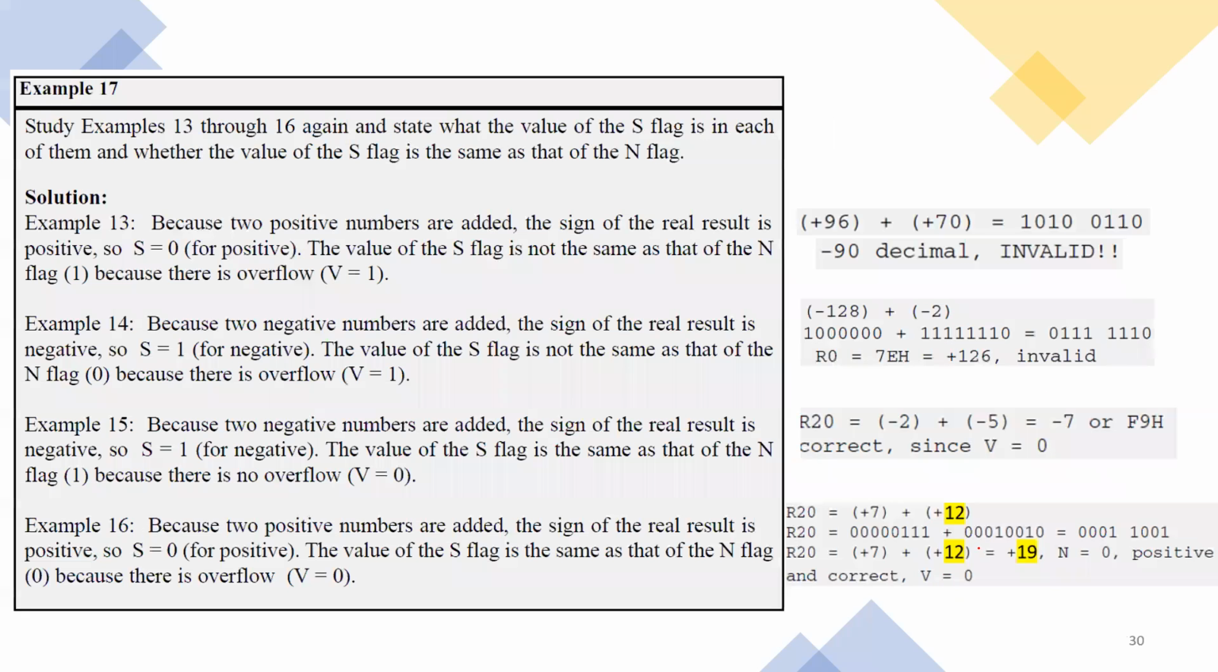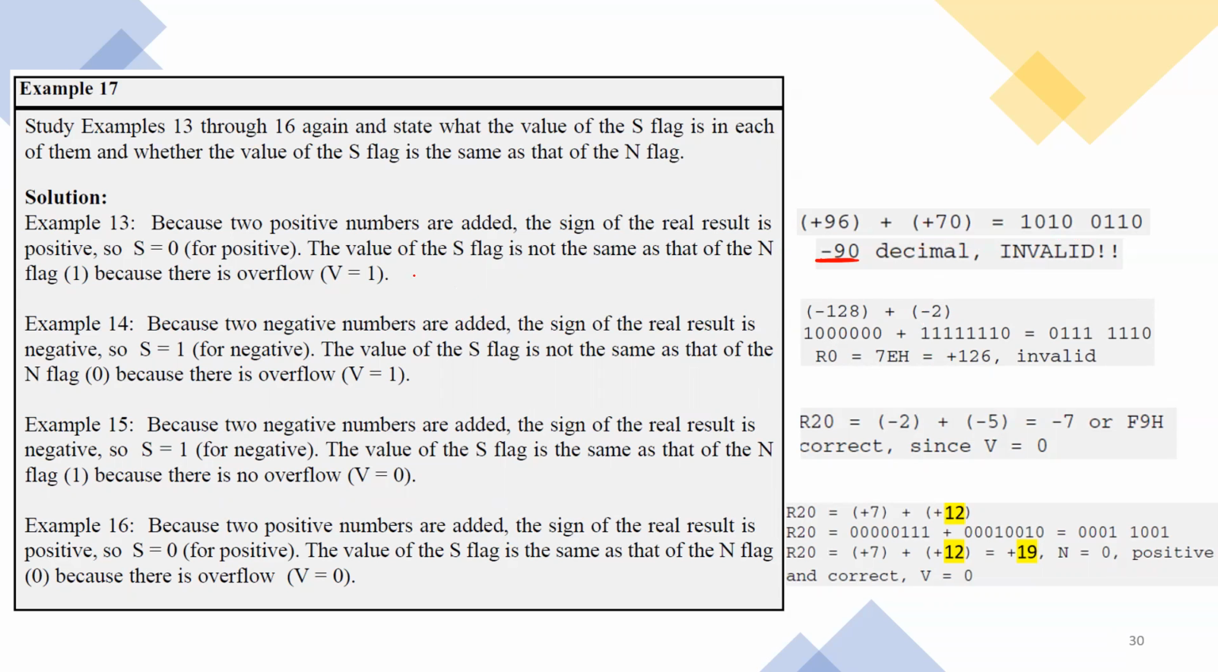Let's see a correction for all of the previous examples. In example 13, guys, we had this operation here. We added plus 96 to plus 70, and this was the result. The result was minus 90. So this is invalid because the result should be positive. So how can S solve this issue?